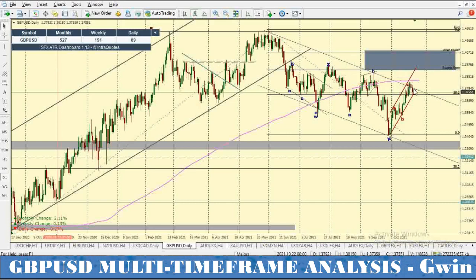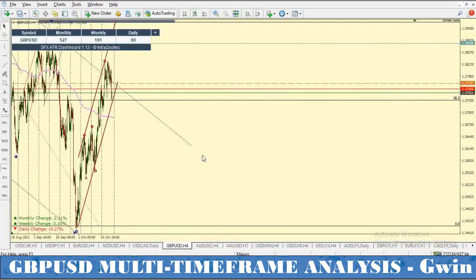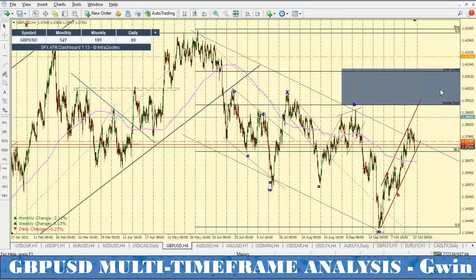Here we want to see price make a push to the upside before the drop to the downside. This is the range which I expect price to move into before the next drop could come in. All right, so we're going to work out a trading plan for this one.